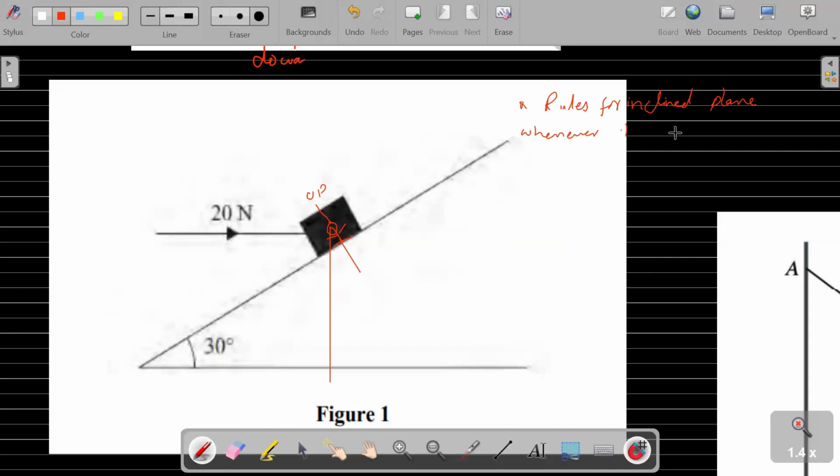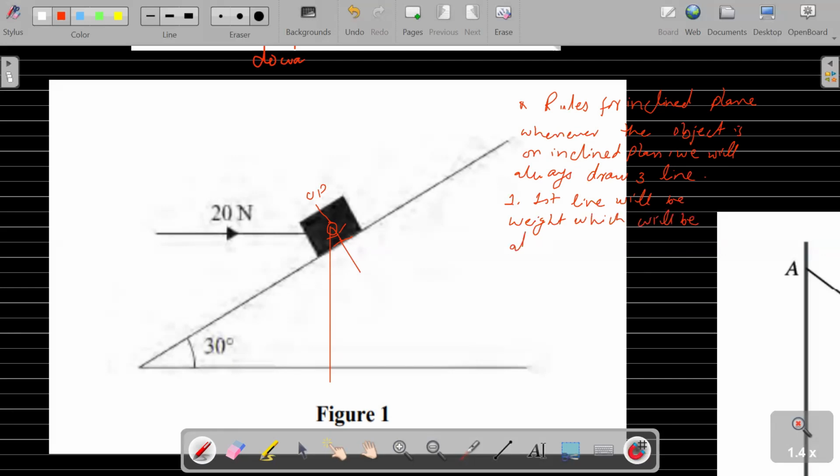Whenever the object is on an inclined plane, we will always draw three lines. First line will be the line of weight, which will always be at 90 degrees to the ground.